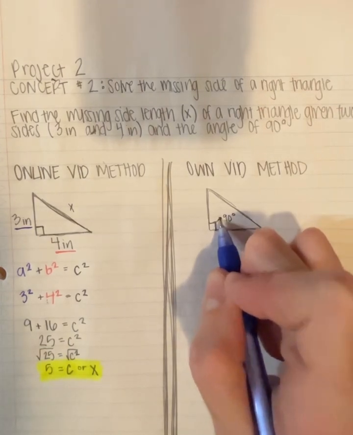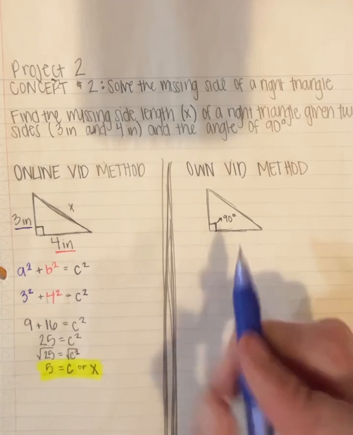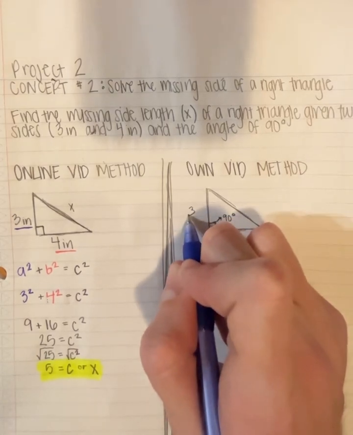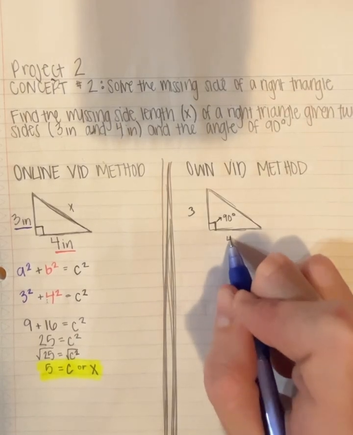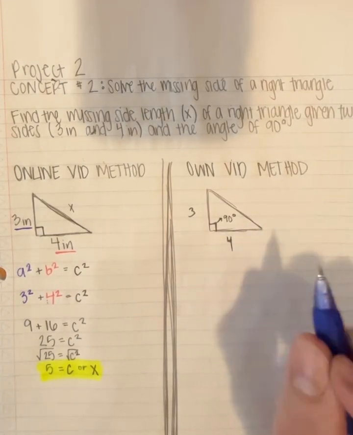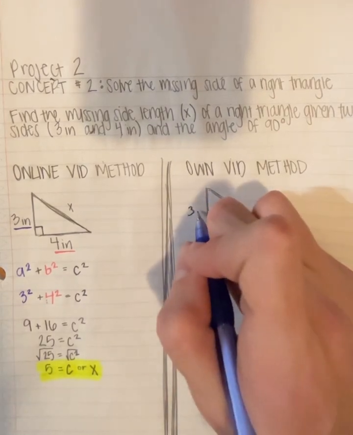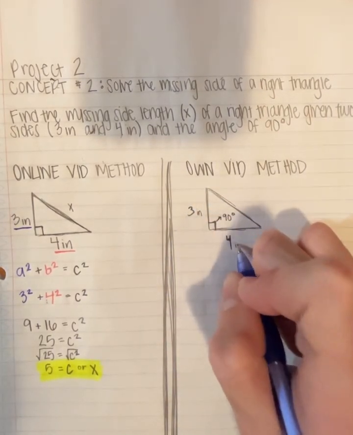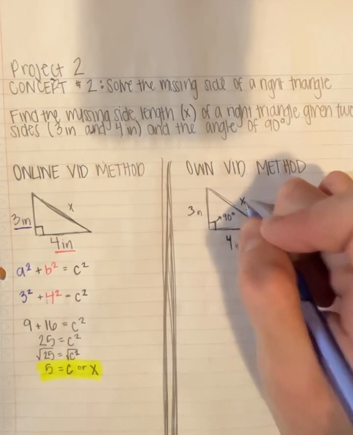Next, we have side lengths of 3 inches and 4 inches, so I'm going to put my 3 inches on this side and my 4 inches on the slightly longer side, because I know that 4 inches is bigger than 3 inches. And next, we want to solve for this side.